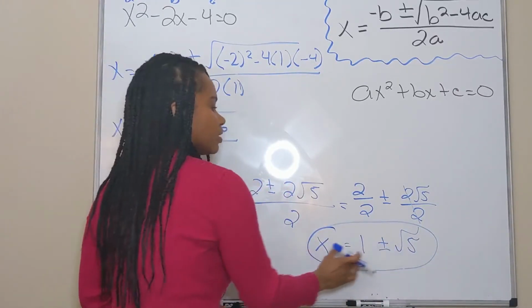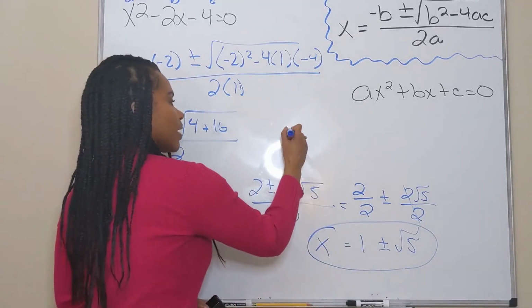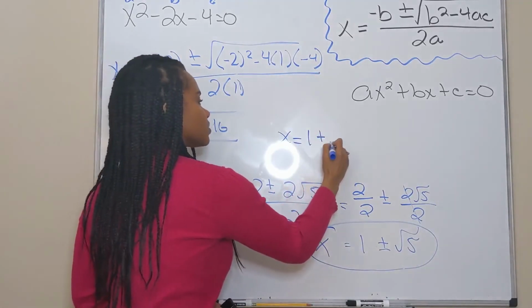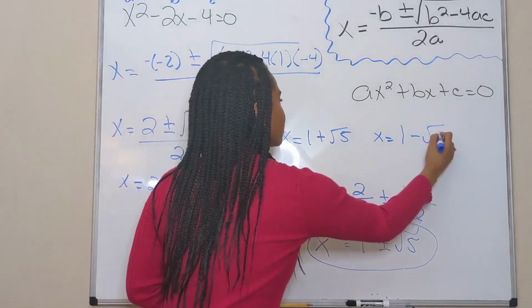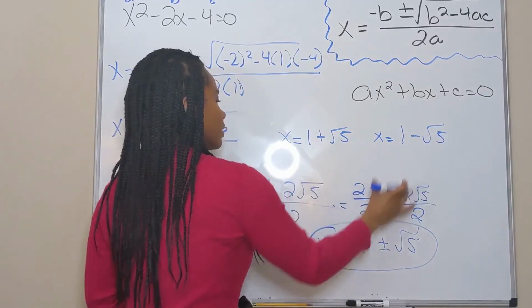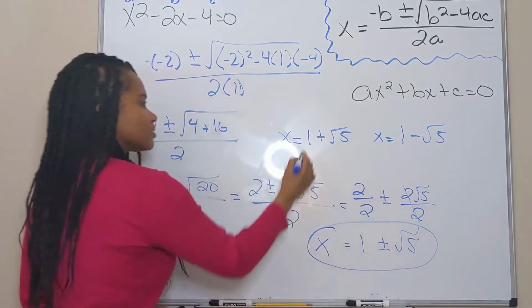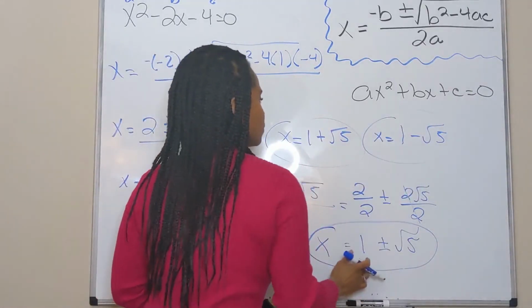If I wanted to break it up into two different numbers, I could write it as x equals 1 plus square root of 5 and x equals 1 minus square root of 5. But either way, it's the same answer. You can write it as 2 or just 1.